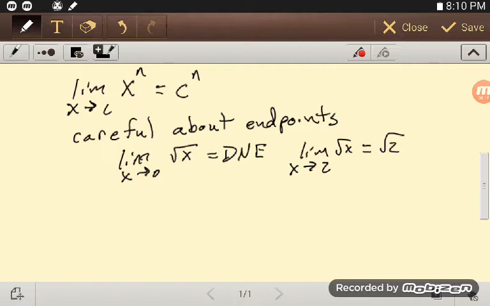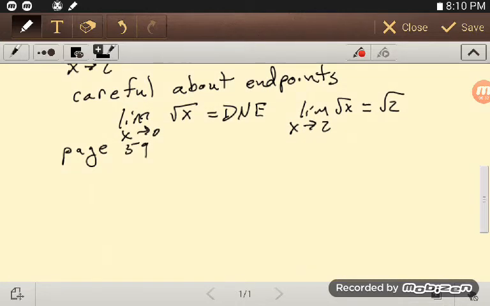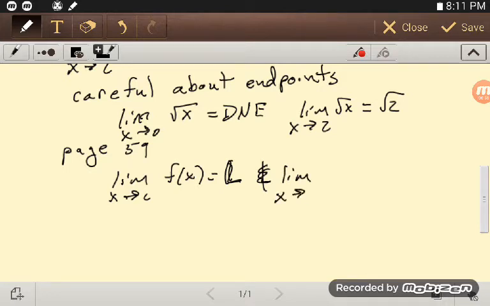And then some more properties. This is at the bottom of page 59. Okay, and a lot of these are going to, I think, be reasonably intuitive. So if I know that the limit as x goes to some value c of my one function f of x is L. I don't know what L is, but it's there. It's L, and the limit as x goes to c of g of x is k.